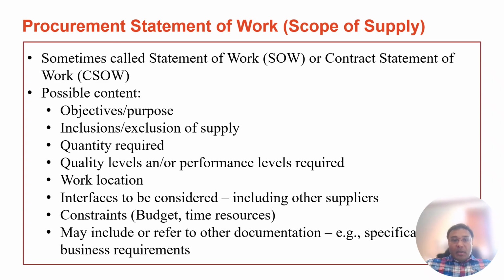So the next part is the key input of procurement: the procurement statement of work, as I defined before. It's a statement of work or scope of supply. This document clearly defines what you're buying. It may include objectives, inclusions and exclusions, required quantities, performance levels, work location, and constraints such as your budget or deadline. A well-written statement of work reduces ambiguity and dispute later.